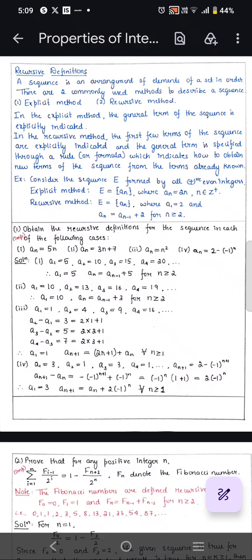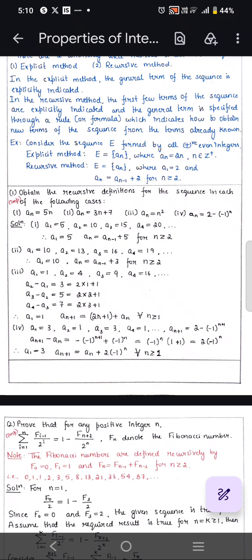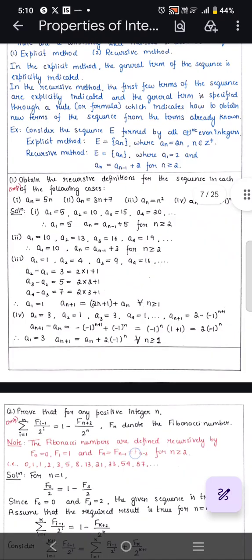sequence. Explicit method means we already have the general term, and there will be a general formula to obtain the term that are already known. Then consider the sequence E formed by all positive even integers. Explicit method is like 2n.